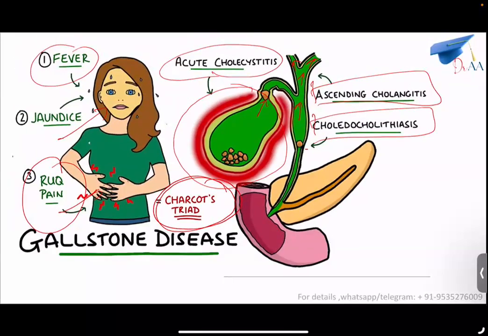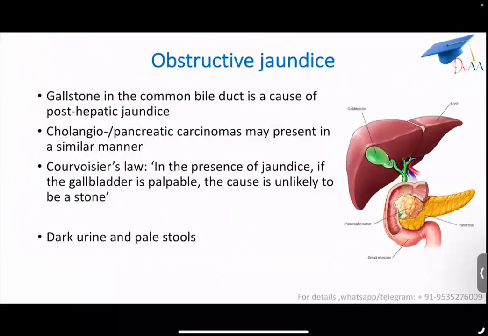Now let's go ahead and see obstructive jaundice. We have studied obstructive jaundice, but a few important things we have put up here again. The most common cause is a gallstone, which causes post-hepatic, obstructive jaundice. Sometimes it might be because of a cancer. Most commonly it is because of cancer of the head of the pancreas, pancreatic cancer.